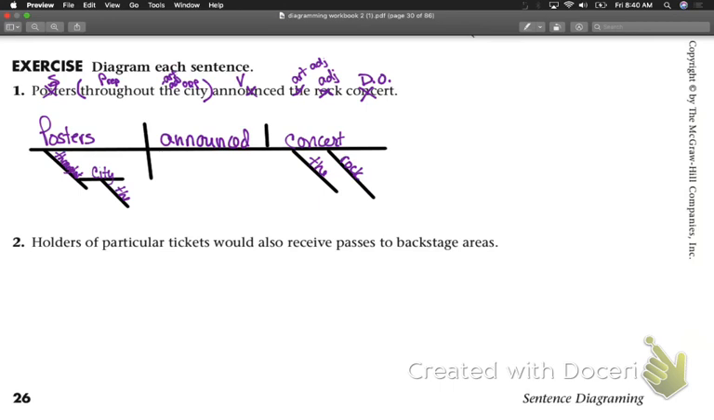Okay. So we good there? You understand? Easy? Easy peasy. Let's do the next one. Holders of the particular tickets would also receive passes to the backstage areas. All right. So let's go ahead and do this one.